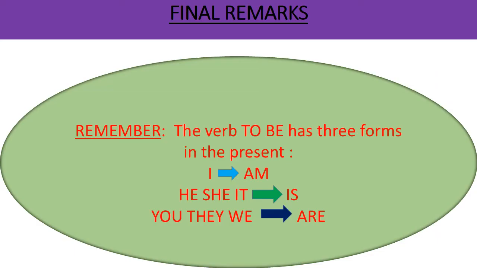Well, here we get to the end with the final remarks. This is what you have to remember. The verb to be has three forms in the present. When the subject is I, we use am. The short form, I'm. When the subjects are he, she, or it, we use is. The short forms are he's, she's, it's. And then when the subject is you, they, we, we use are, and the short forms are you're, they're, we're.